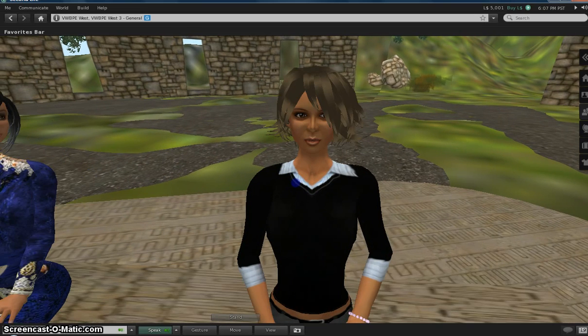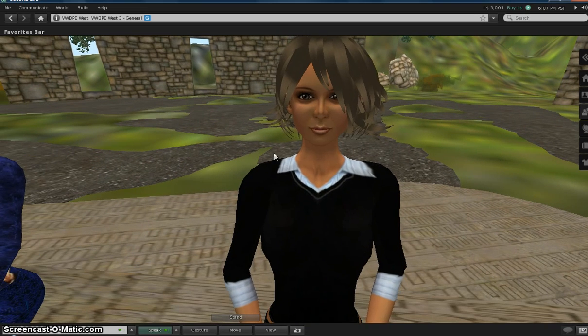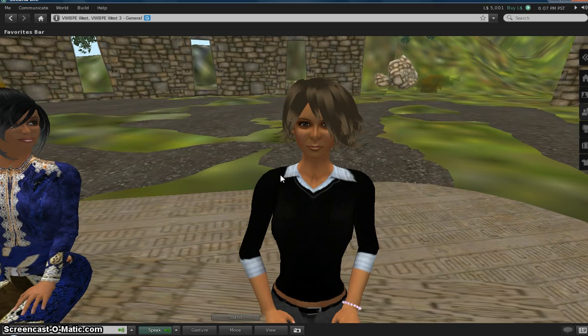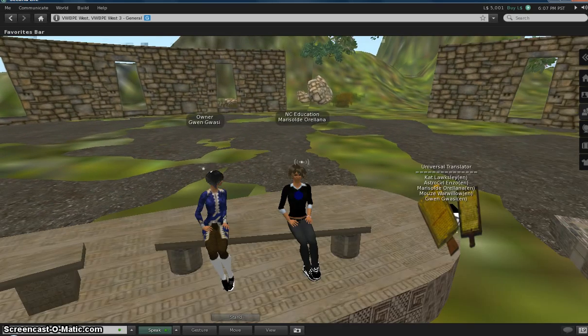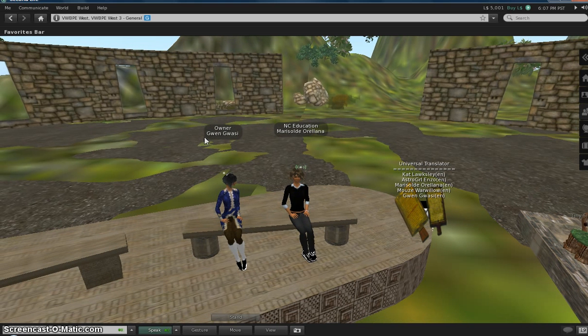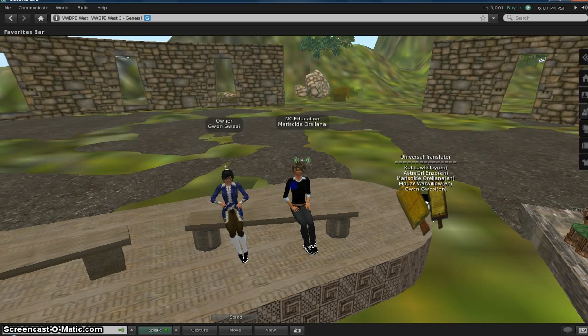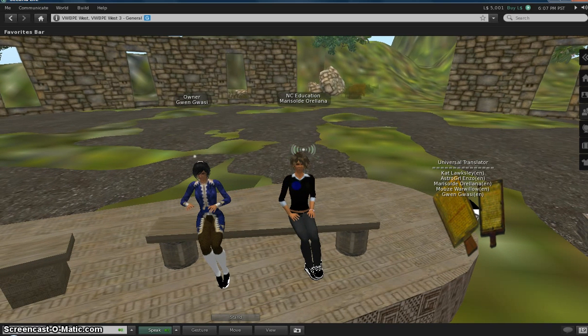You can see my avatar. In Second Life, I am Marisol de Orellana, and I am here at a place where a major conference is taking place, and I'm sitting next to Heike Philip. In Second Life, she is Gwen Guassi, and Heike Philip is a name you will have heard before.